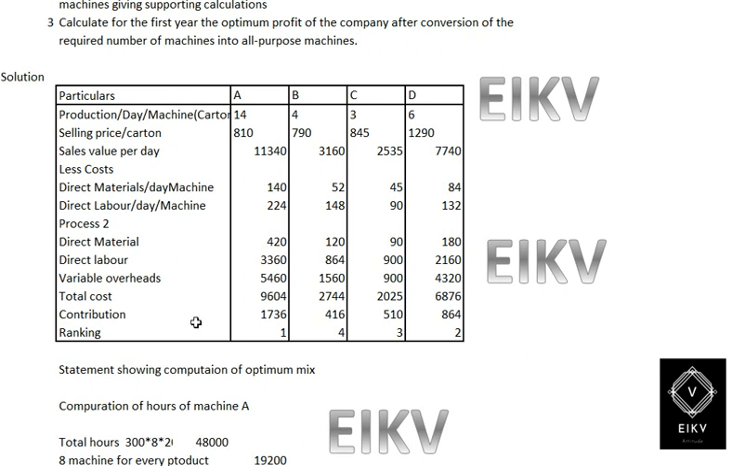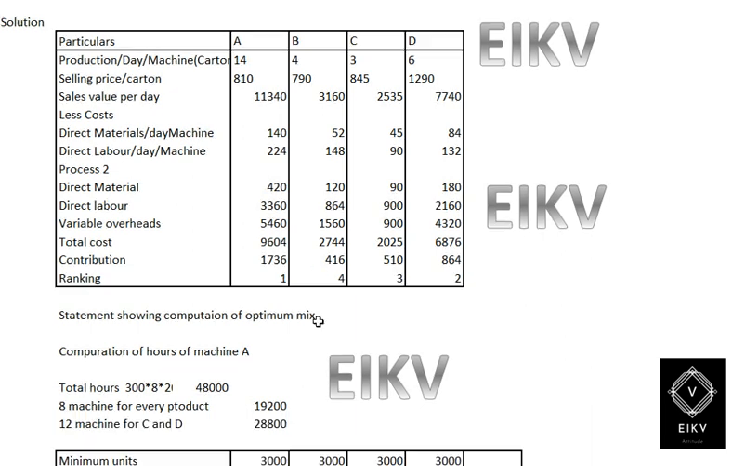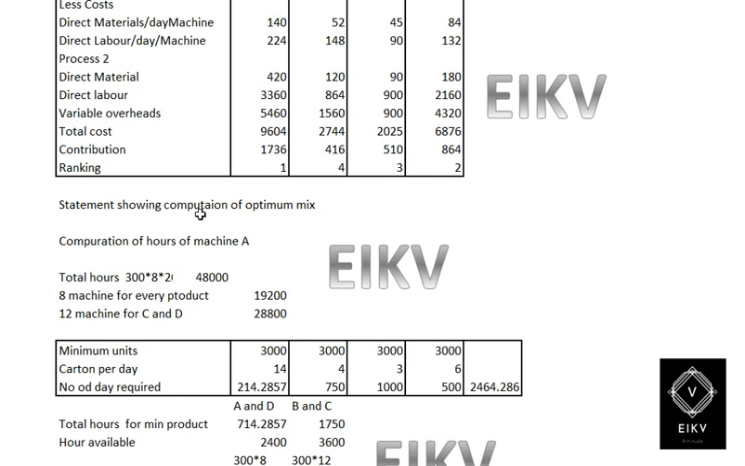After getting the contribution, we can rank them. The product which gives more contribution per day per machine is ranked first. Here A is the first rank, and second rank is D, which has the second highest contribution per day per machine. Then the third is product C, then product B. Statement showing computation of optimum mix.